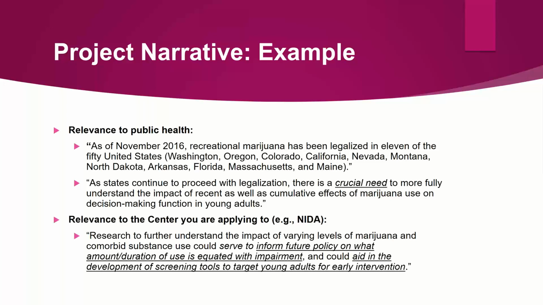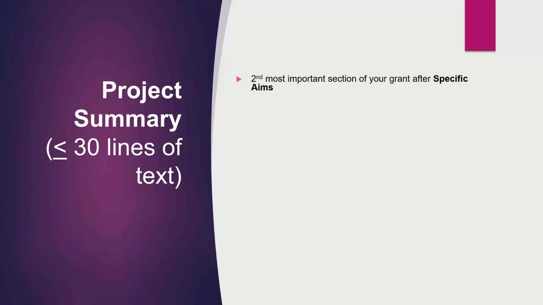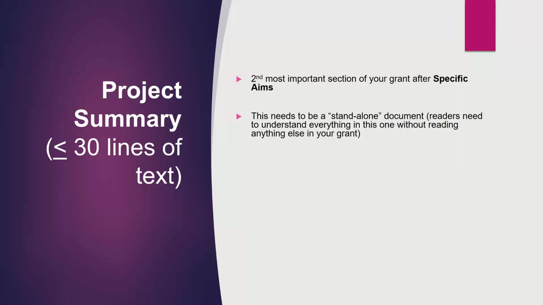Next, we're going to move on to the project summary abstract. So this isn't as short, but it's still pretty short. So 30 lines of text or less for this section. This is the second most important section of your grant after specific aims. So I would say specific aims, abstract, narrative, potentially. This needs to be a standalone document, so readers need to understand everything in this section without reading anything else in your grant. And do not write this section in first person.